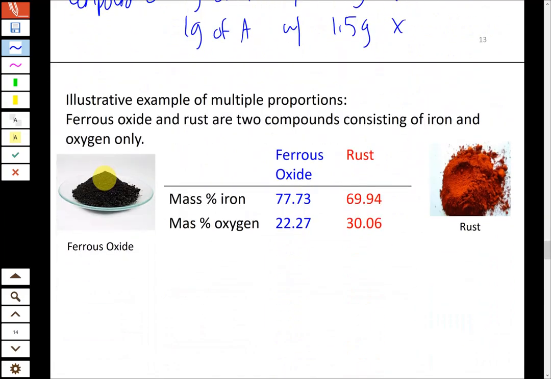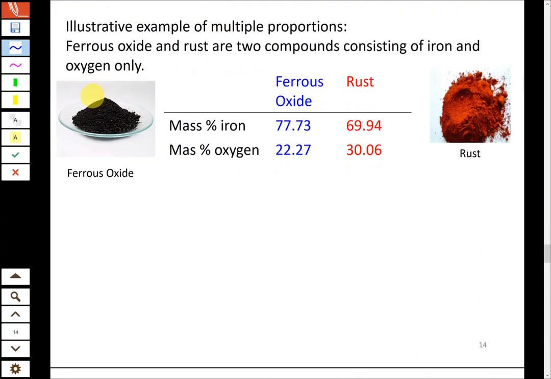But just as another example, this isn't really a problem. This is just a numerical demonstration of this law. So we have two different compounds made up of iron and oxygen. One of them you've certainly heard of, which is called rust. And there's this other one called ferrous oxide that clearly looks a lot different. It's magnetic. The magnetic properties are different, the color is different, everything's different about it. So it's two different compounds, but they both only have iron and oxygen.